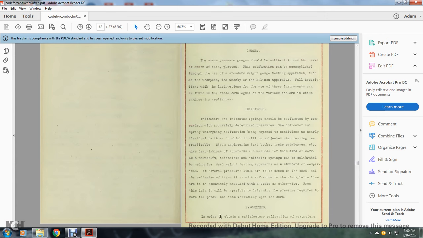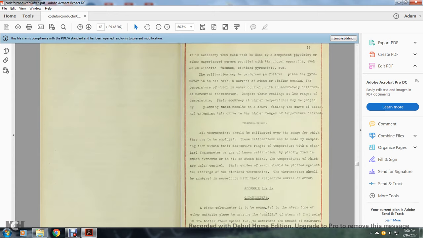Pyrometers. In order to satisfactorily calibrate pyrometers, it is necessary that such work be done by a competent physicist or other experienced person provided with the proper apparatus, such as an electrical furnace, standard pyrometers, etc. The calibration must be performed as follows: placing the pyrometer in an oil bath or in current steam with the cylinder medium, the temperature being under the control of an accurately calibrated mercurial thermometer, comparing the readings of the low range temperature with the high temperature, judged by plotting these results and charting the curve of the error exceeding the curve of the high range temperature desired.